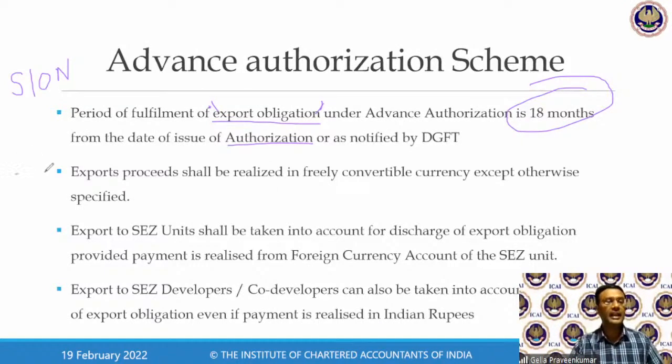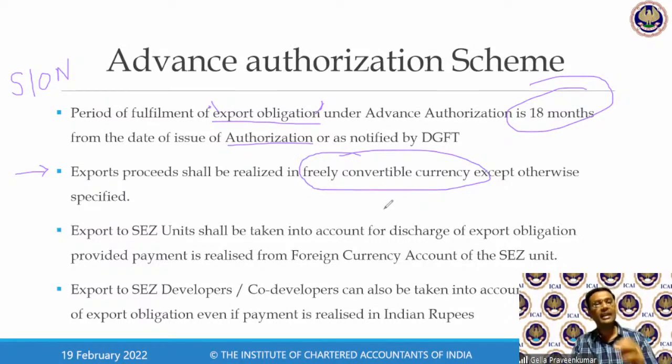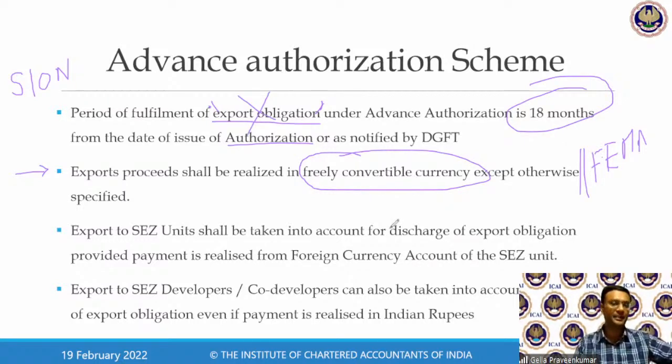And export proceeds. Once I export, the money should be realized in freely convertible foreign currency. If I don't receive this money in convertible foreign currency, it is a violation of my FEMA regulations, and then they say that whatever advance authorization was given, it will be presumed that you have not complied with your export obligation within the given stipulated period of 18 months. Then I recover that particular money along with interest and penalty.